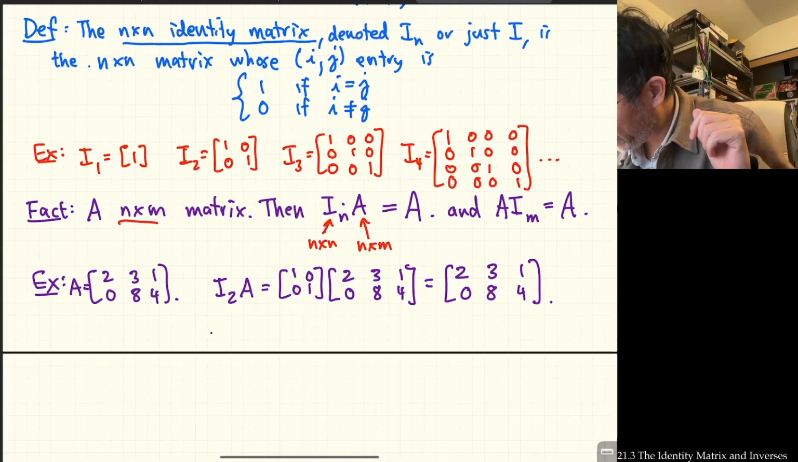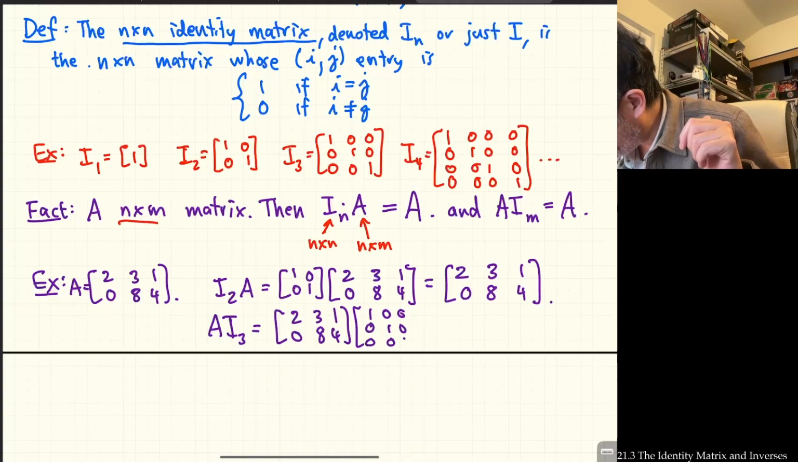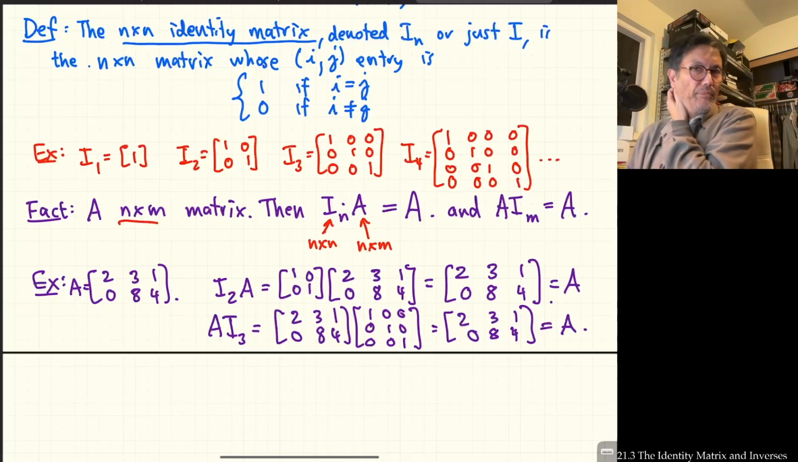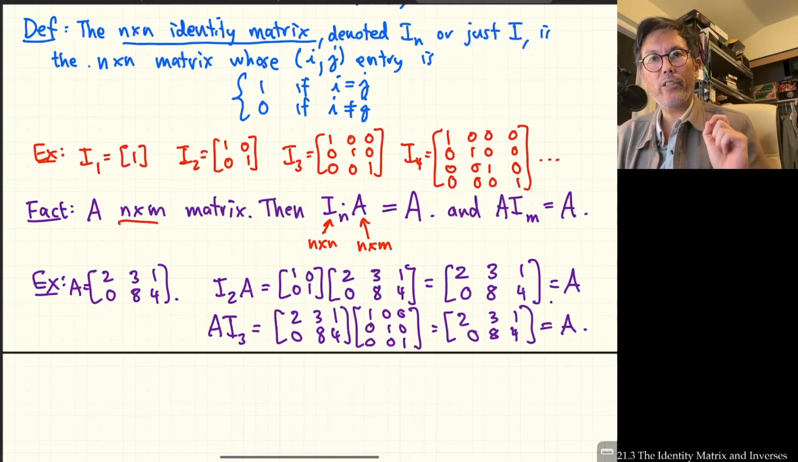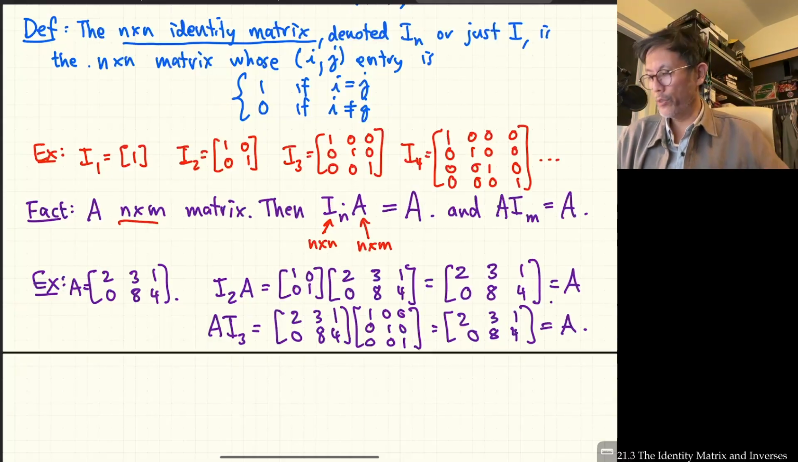And I'll let you check that if you do A times I sub 3. So in other words, if you do 2, 3, 1, 0, 8, 4, and you multiply this by 1, 0, 0, 0, 1, 0, 0, 0, 1, you'll get precisely 2, 3, 1, 0, 8, 4. In other words, you'll get A back. Okay? That's the identity matrix. That's the point of it. And it's going to be very useful to talk about this.